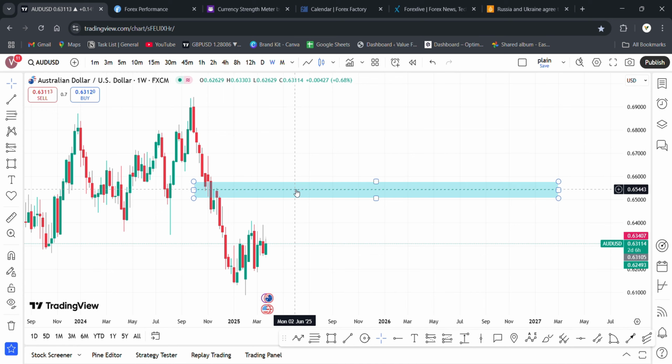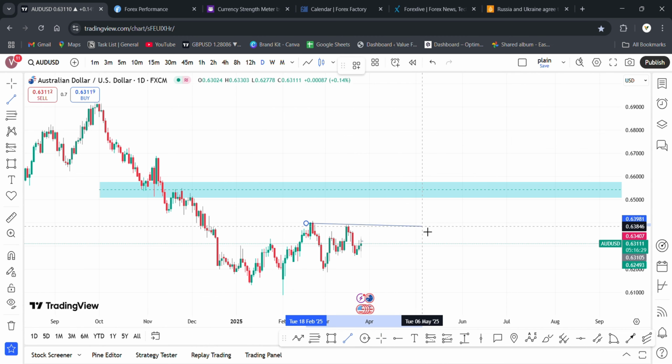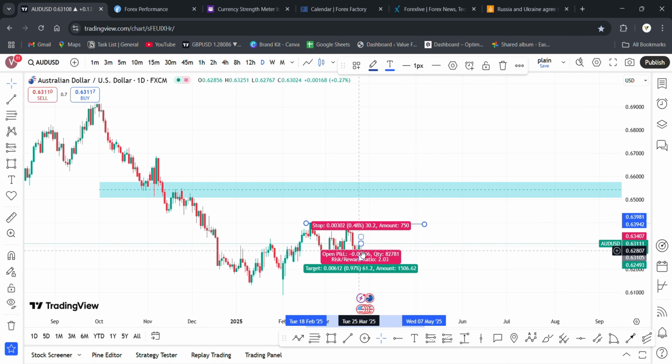On the daily time frame now, you can see that consecutive higher highs and higher lows are being formed, although price failed to take out this zone around this level. Price failed to take out this level. However, I still expect price to push upward back into this higher time frame point of interest so we can continue to sell AUD USD.